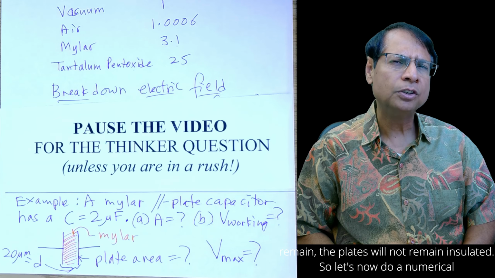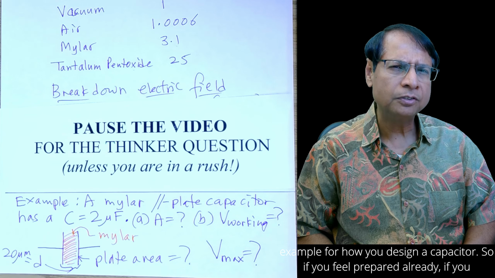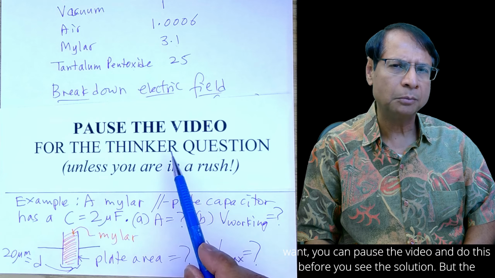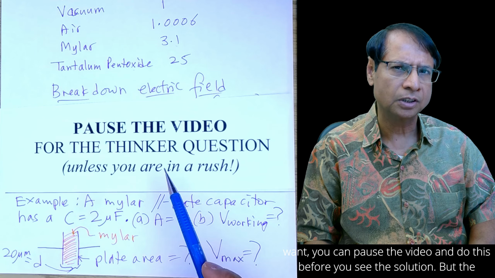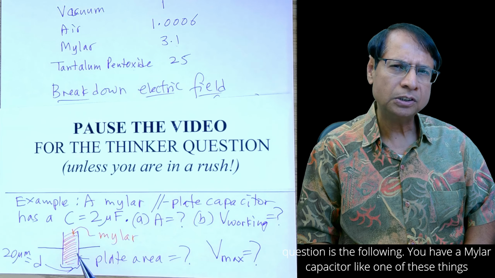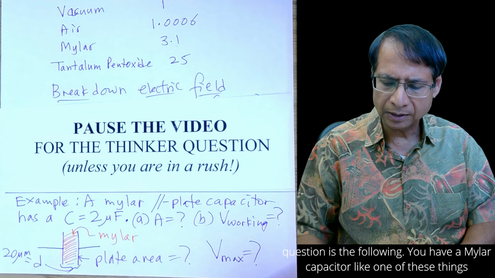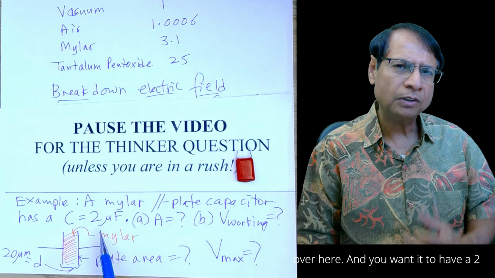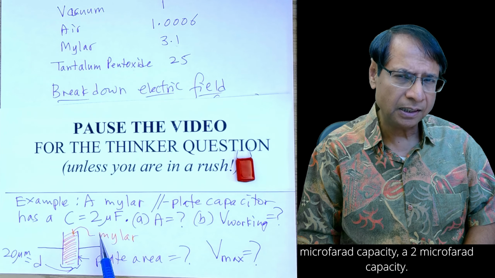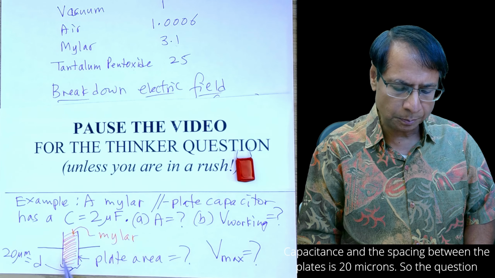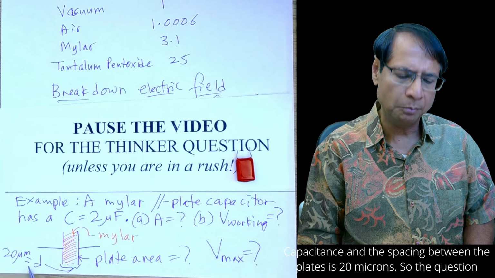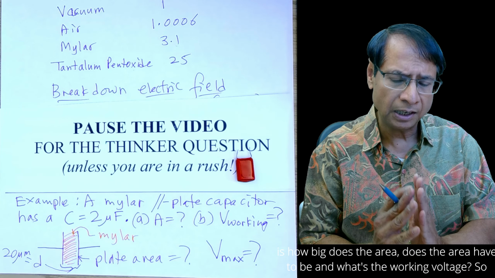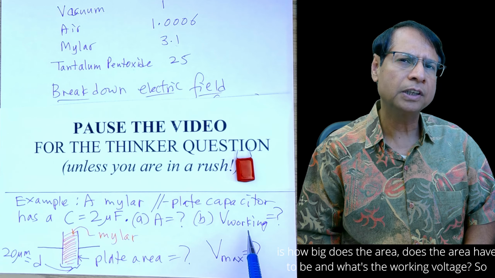So let's now do a numerical example for how you design a capacitor. So if you feel prepared already, if you want, you can pause the video and do this before you see the solution. But the question is the following. You have a mylar capacitor like one of these things over here, and you want it to have a 2 microfarad capacitance, and the spacing between the plates is 20 microns. So the question is, how big does the area have to be, and what's the working voltage?